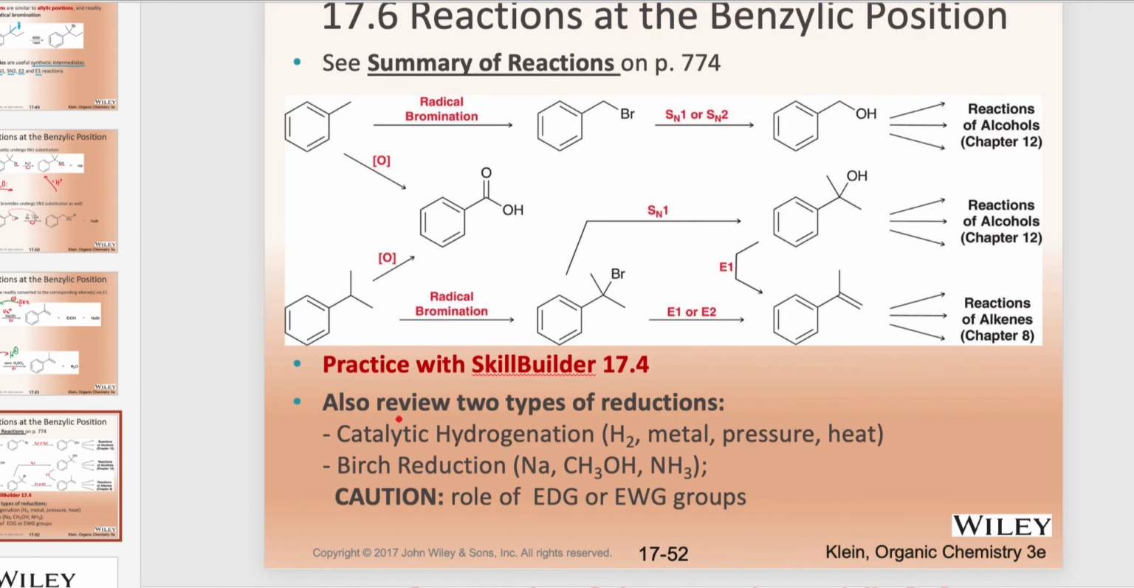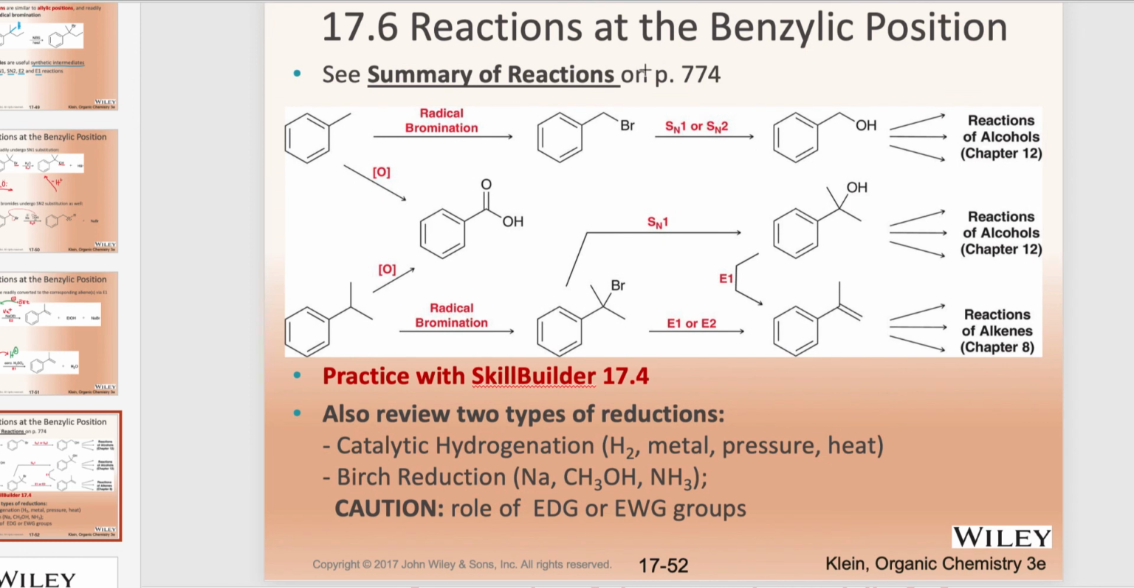And the next and last slide in segment 17.6 now shows us a summary of some of the reactions that happen at the benzylic position. And you also see references here. I encourage you to look at chapter 12 and 8 to review all the possible transformations and conversion of functional groups. You may want to pause here, maybe jot down some questions and keywords. I also want to highlight that each chapter has very helpful end of chapter summaries. So you may want to go back to 8 and 12 and look at some of the key aspects. And you can practice this with the Skill Builder module here.